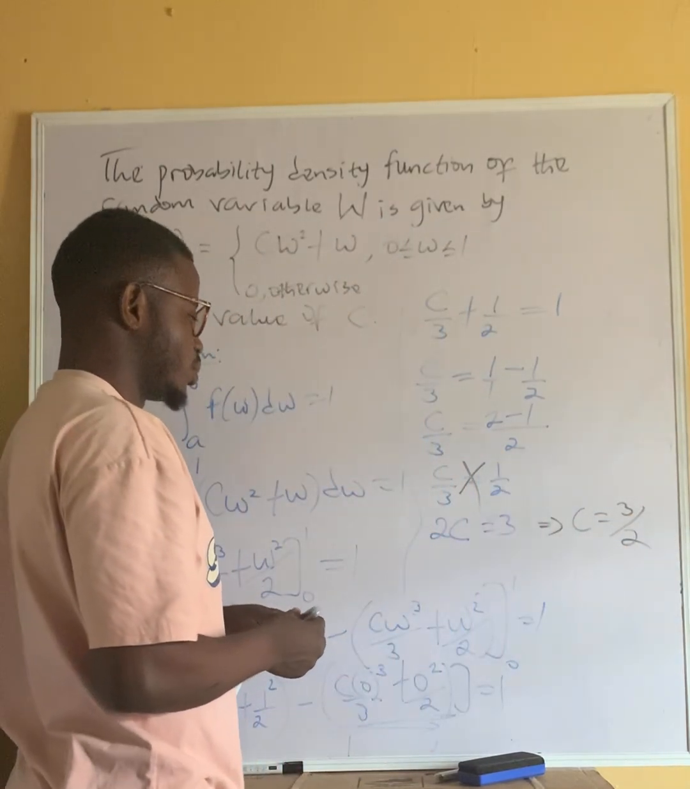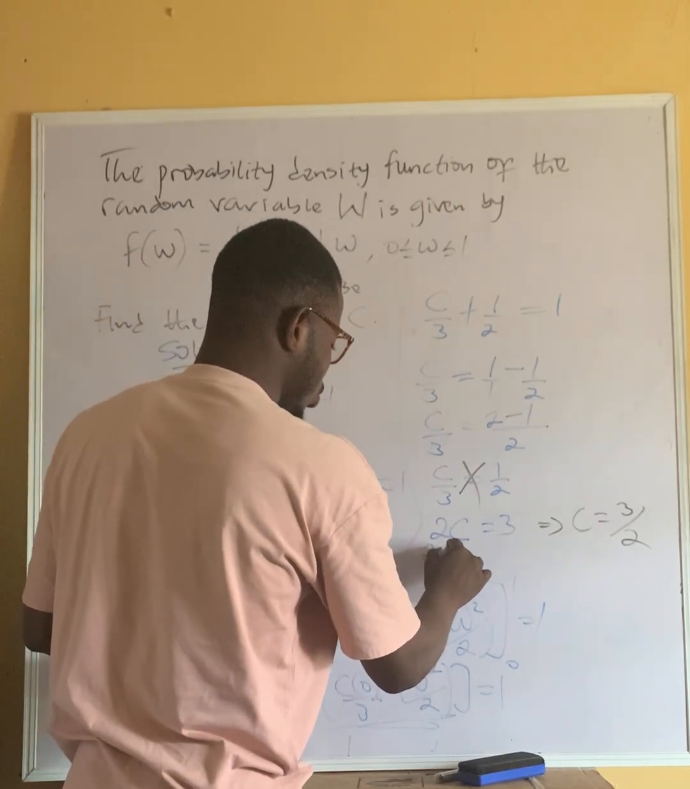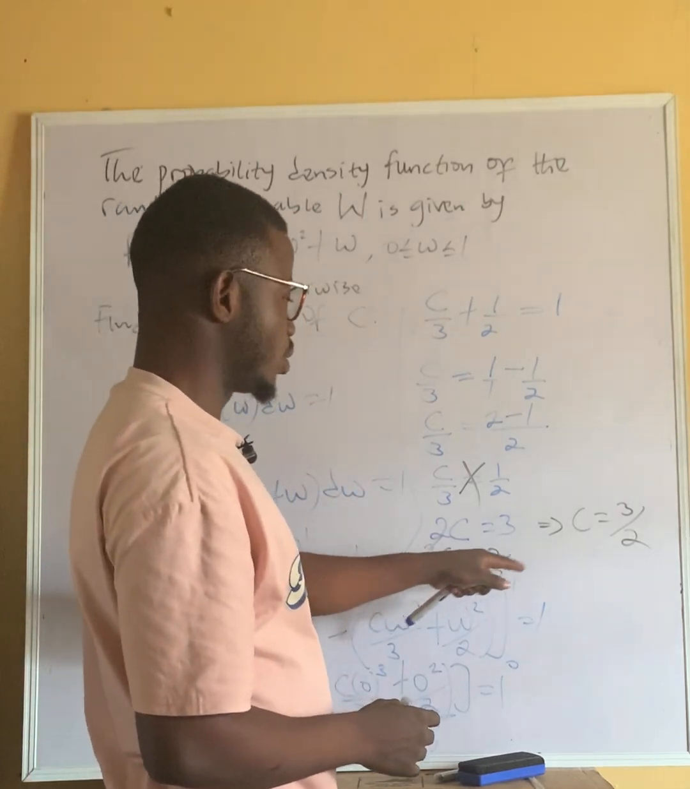So this implies that the value of c is 3 over 2. We use this 2 to divide both sides since we are looking for the value of c. So 2c over 2 equals 3 over 2. The 2 cancels the 2, so c equals 3 over 2.